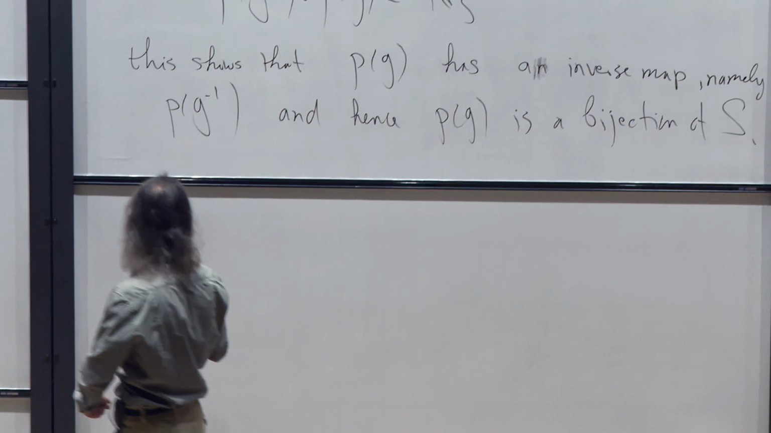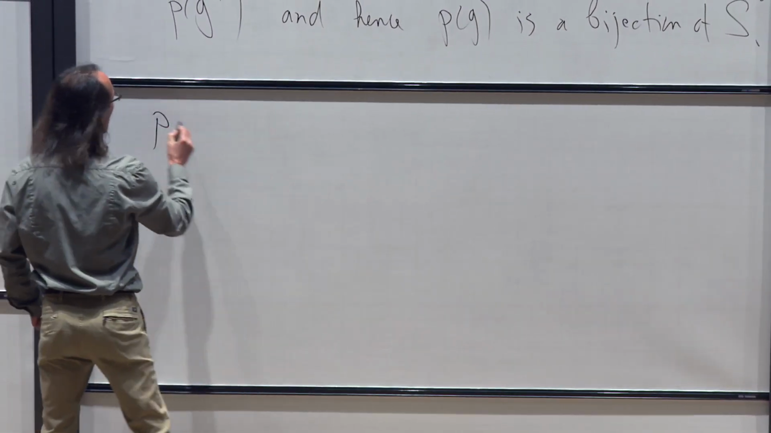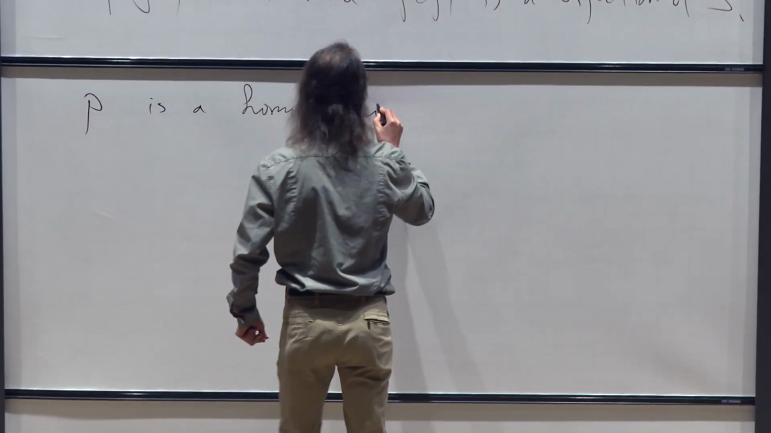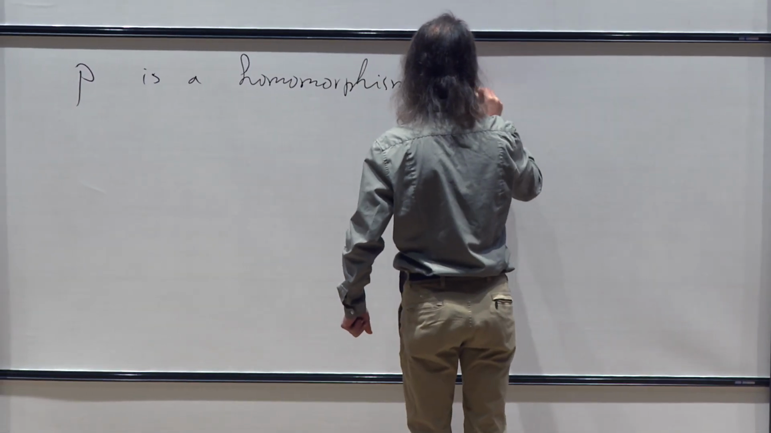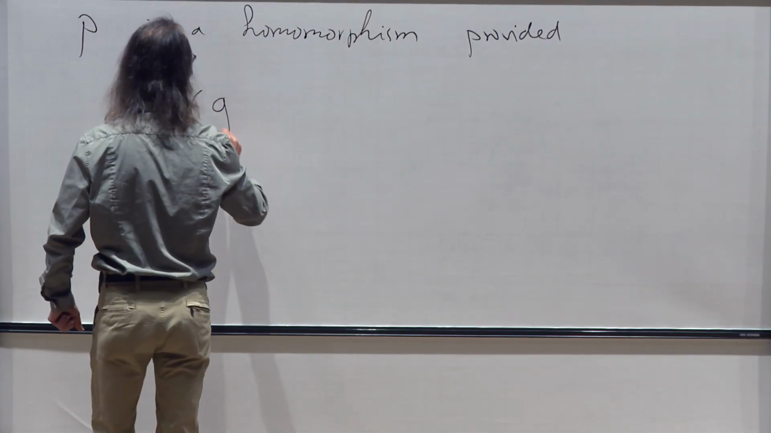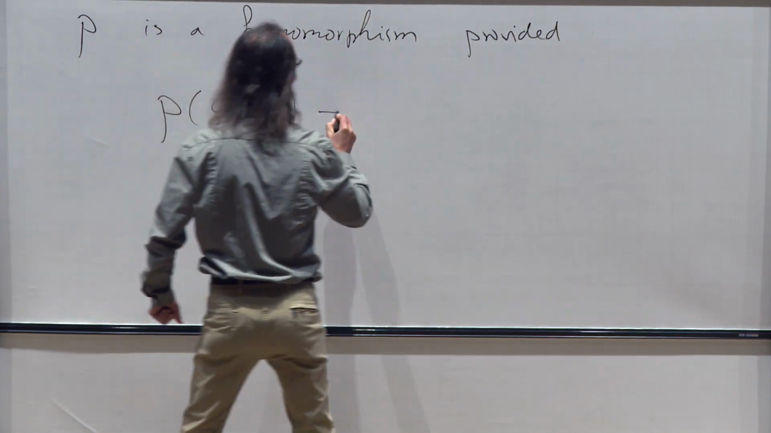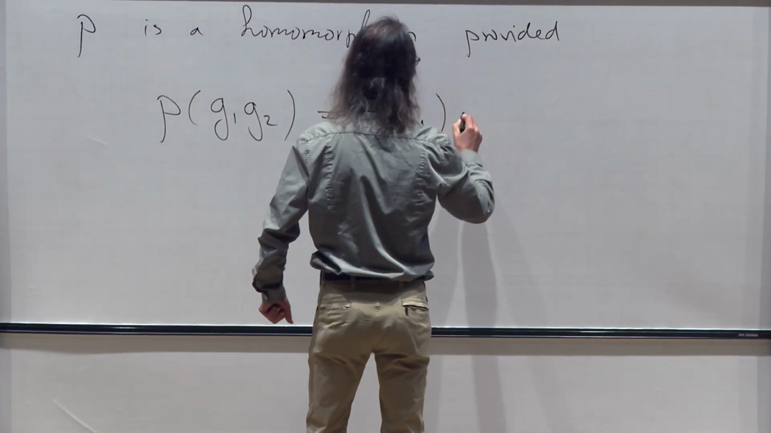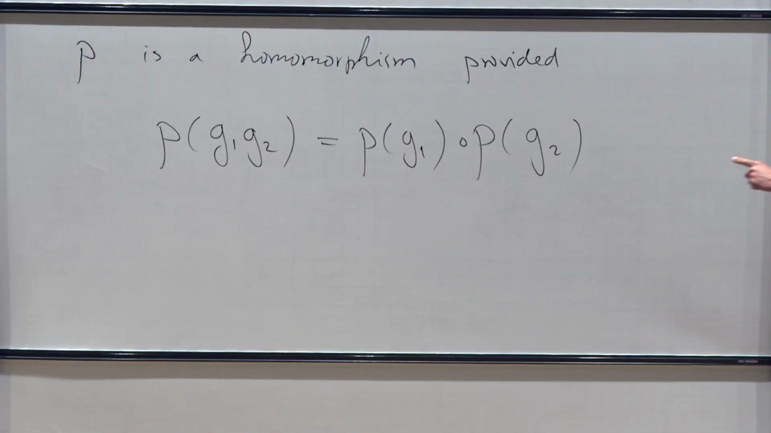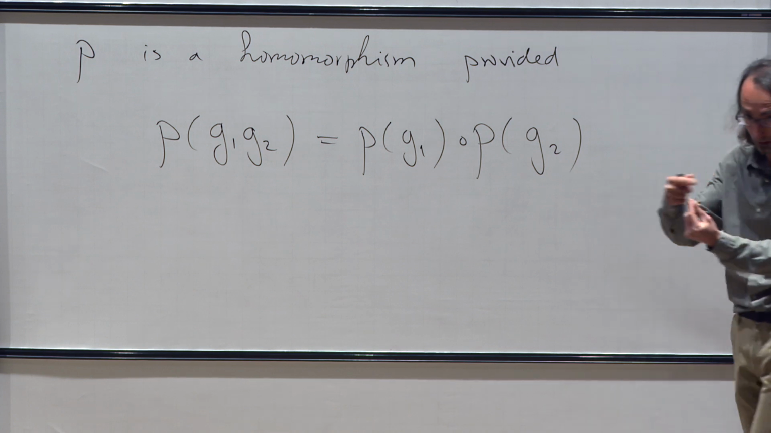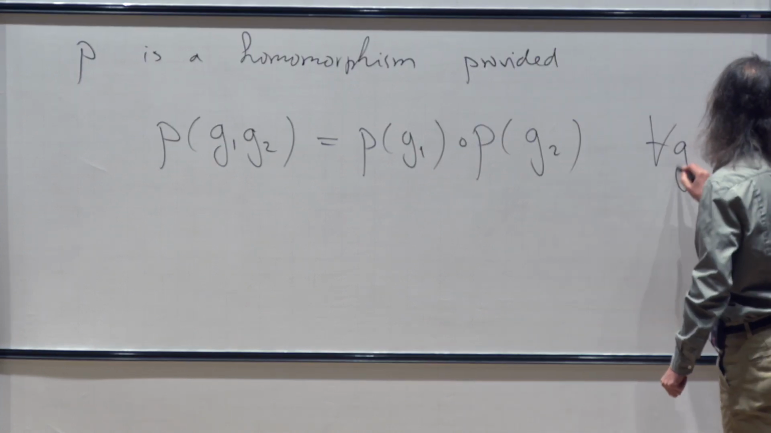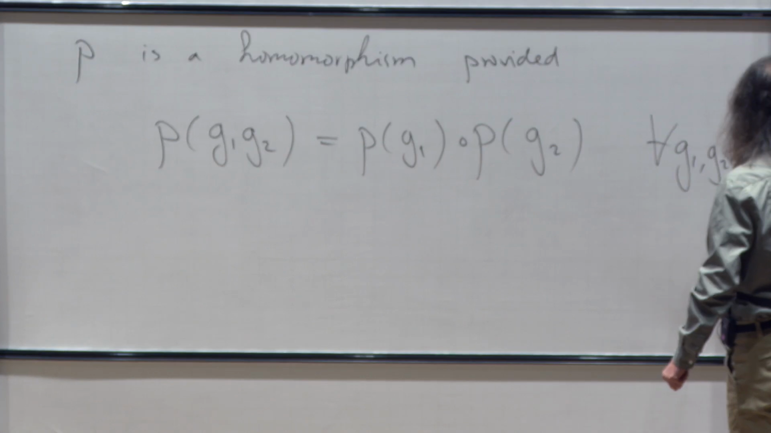And is this a homomorphism? Now, rho is a homomorphism provided, for homomorphism we need rho of g1 g2 to be the composition of rho of g1 with rho of g2, for any g1 and g2 in G. Yeah. Remember the group operation on the group of bijections is composition.